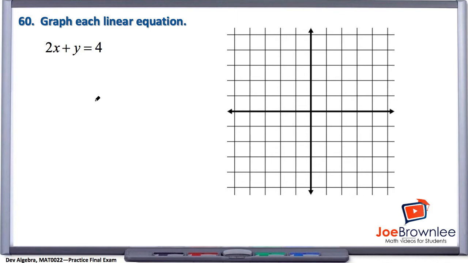Number 60, we are graphing the linear equation 2x plus y equals 4. And again, if the directions don't give you some sort of explicit method of graphing this equation, if they just tell you to graph, go ahead and graph in whatever method you're comfortable with. So maybe you want to find the intercepts.